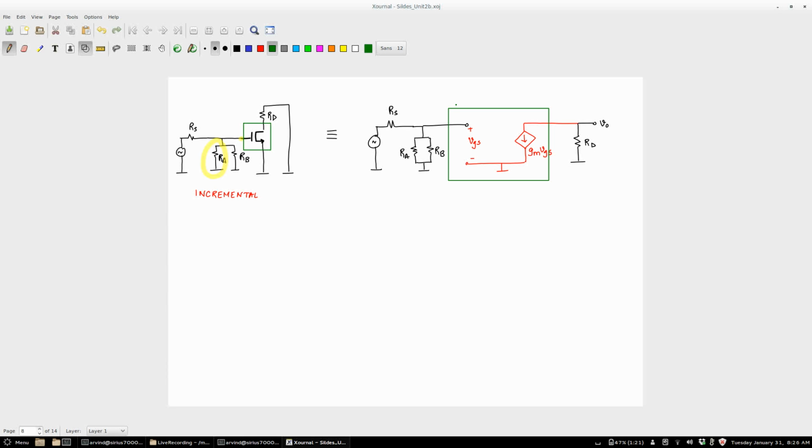Now do you understand why I am drawing it this way as RA parallel RB? Because effectively all those things are going to ground, and you have to analyze this small signal circuit. Now, can you tell me what the value of V out is for this problem?